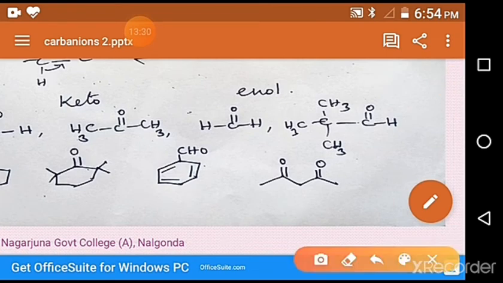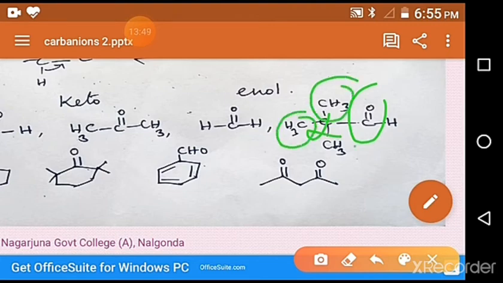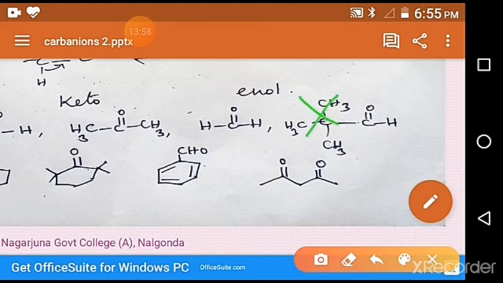So coming to the next, this one. What is this? 1, 2, 3. Propanal: 2,2-dimethyl propanal. So this is also a carbonyl compound. It has an alpha carbon, but this alpha carbon is attached to 3 methyl groups. That's why there are no alpha hydrogens. This compound doesn't contain alpha hydrogens. That's why this compound doesn't exhibit keto-enol tautomerism.